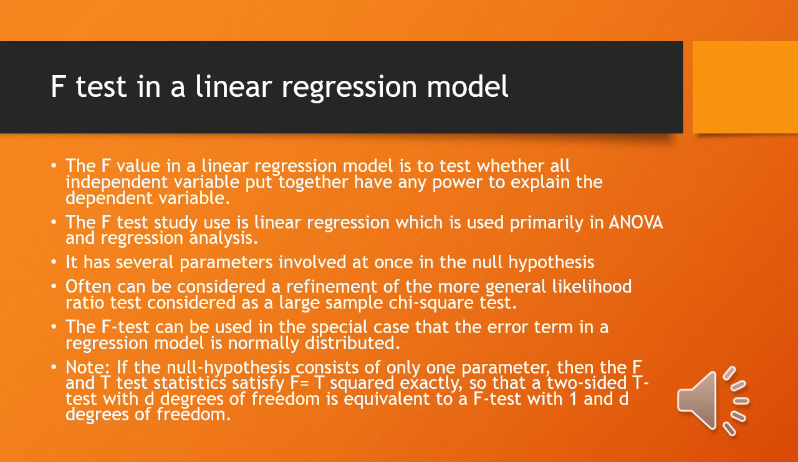The F-test can be used in the special case that the error term in a regression model is normally distributed. So note to self, if the null hypothesis consists of only one parameter, then the F and t tests satisfy F equals t squared, exactly. So a two-sided t-test with d degrees of freedom is equivalent to an F-test with 1 and d degrees of freedom.